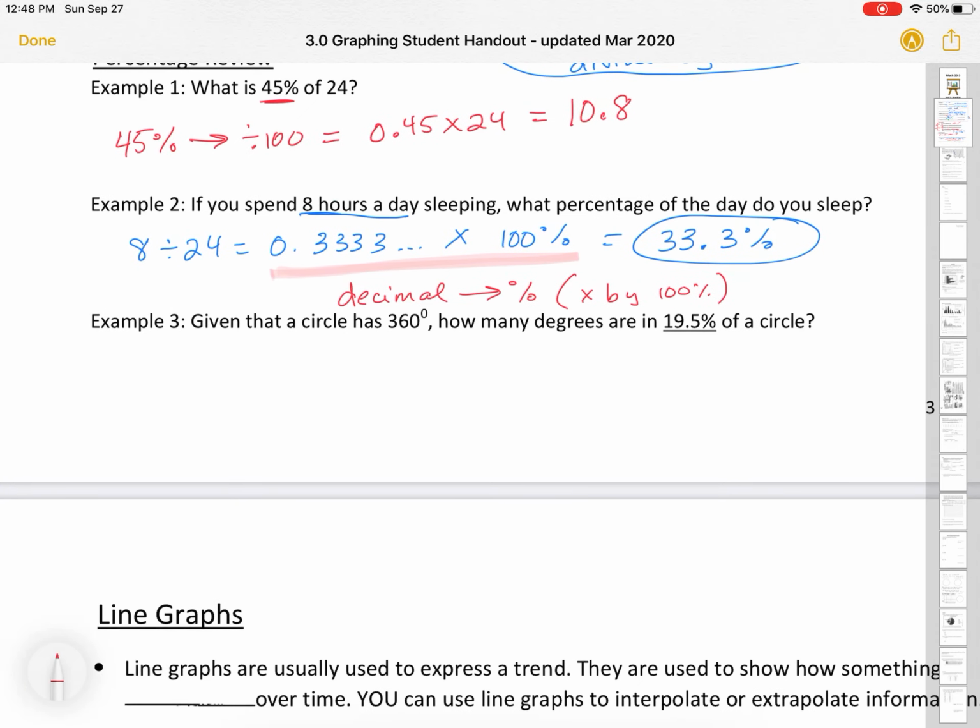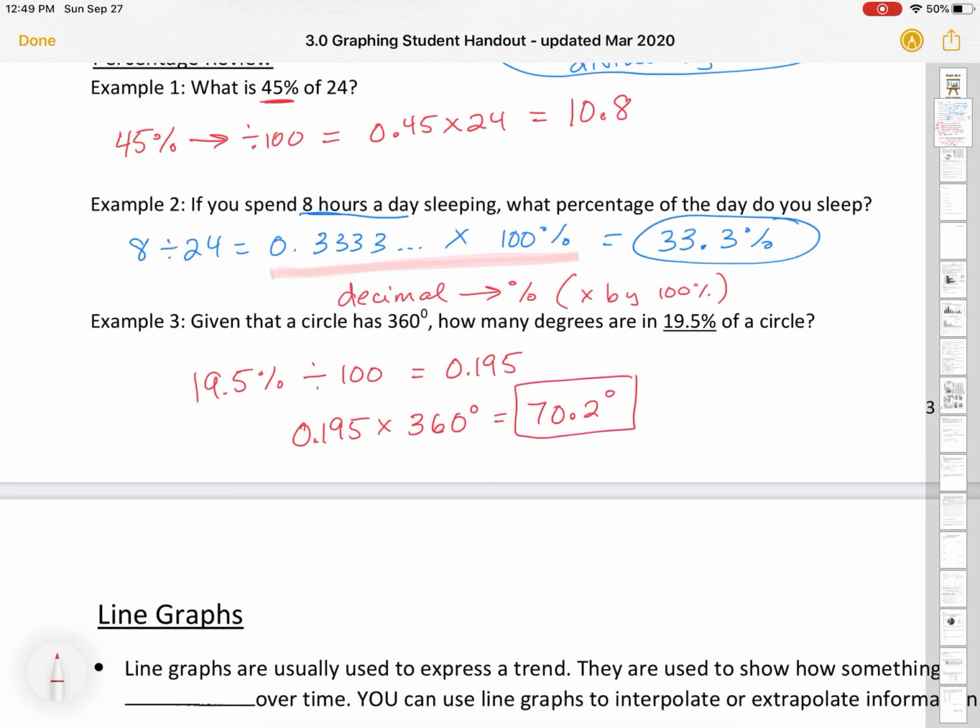So let's look at this. This is how it's going to relate to circle graphs, which we aren't doing today. We're doing later in the week, but it's good to know now and do a little practice before you jump into it. Given that a circle has 360 degrees, how many degrees are in 19.5% of a circle? So we take our 19.5%, we divide by 100, and we get 0.195. Then we take that 0.195 and we times it by the 360 degrees, and we're going to get 70.2 degrees.